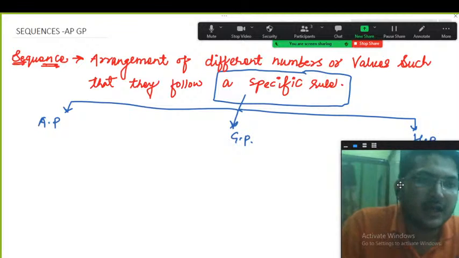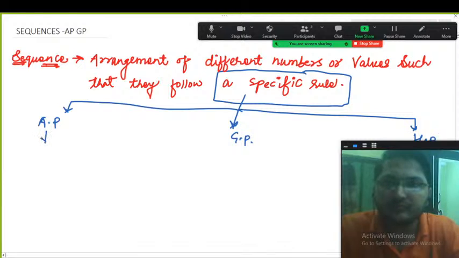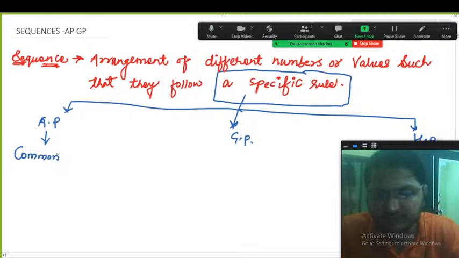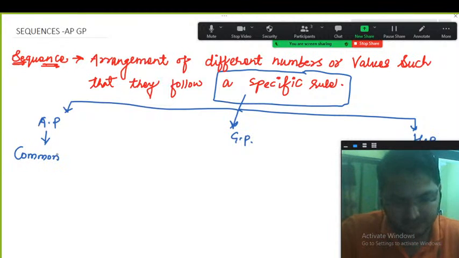Okay. The first thing is that common rule may be common difference. That common rule may be common ratio. And that common rule may be something else as well.